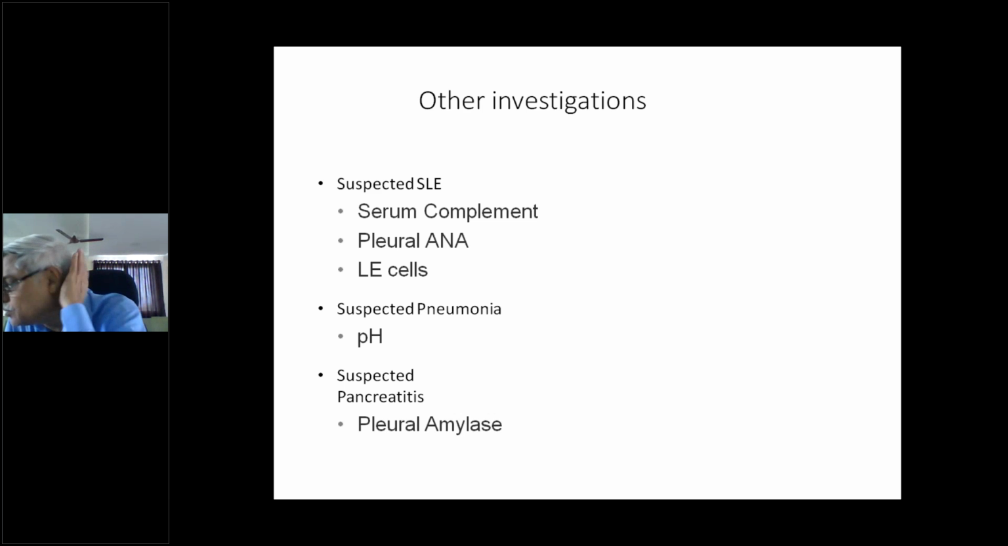I told you one of the important causes is connective tissue disorders, like lupus erythematosus and rheumatoid arthritis. There, pleural effusion will occur. In such pleural effusion, the important thing is the glucose will be very low, and pH is also very low. Apart from these, you must always do serum complement, pleural ANA, and LE cells, of course.